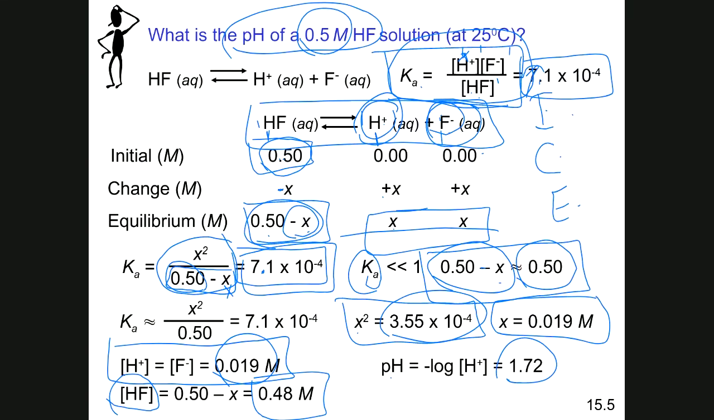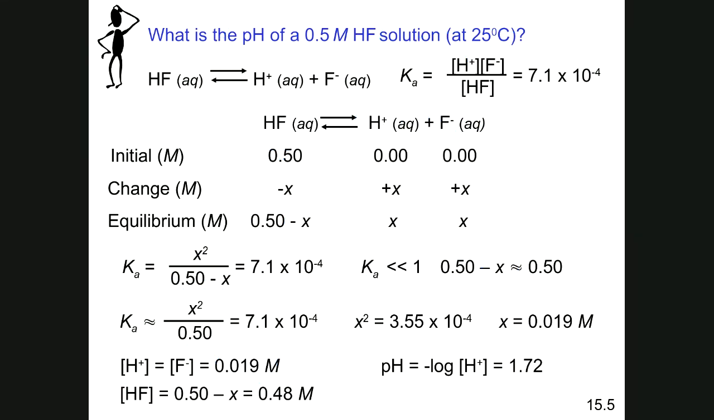Now, how do you know whether your approximation was correct or not? What you could do is take the value of X over HA, times 100. If it is less than 5%, then your approximation is correct.